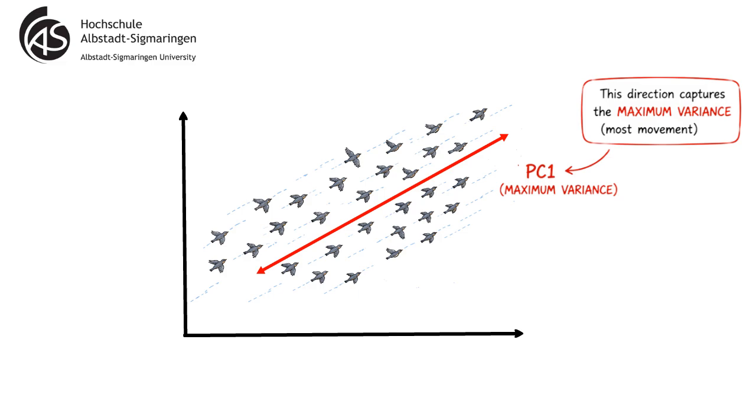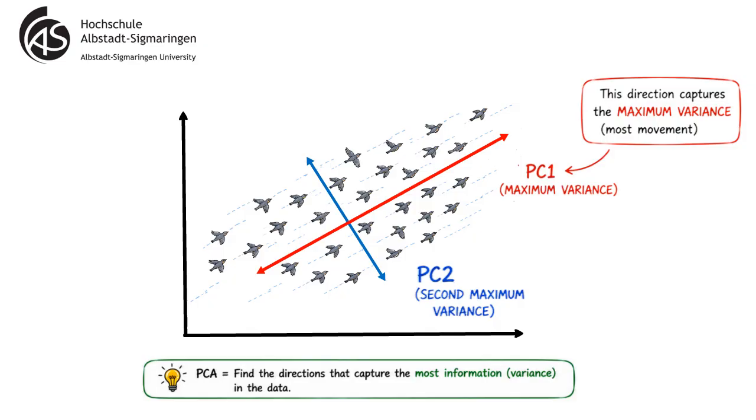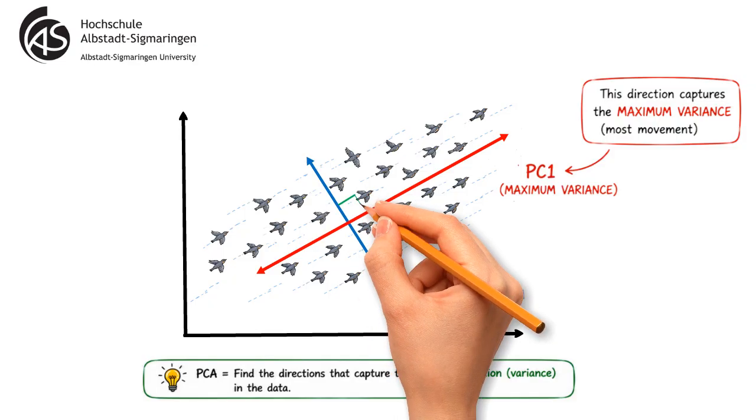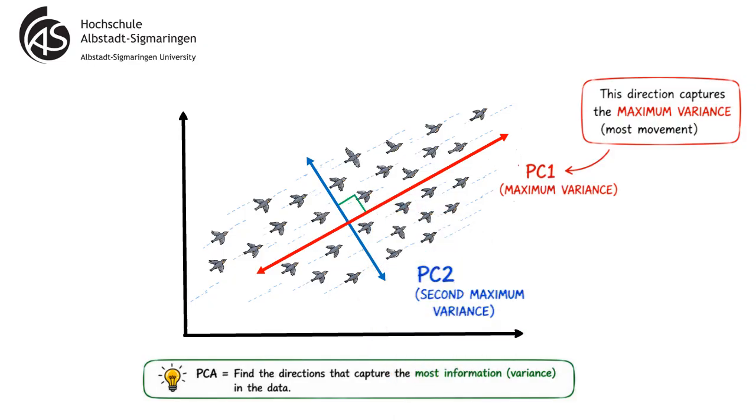After finding PC1, PCA searches for another direction. This second direction captures the next largest amount of variation that wasn't already captured by PC1. This becomes the second principal component, or PC2. An important rule is that PC2 must be perpendicular to PC1. This ensures that each principal component contributes new information instead of repeating information that has already been captured. Together, these principal components create a new coordinate system that better describes the data.